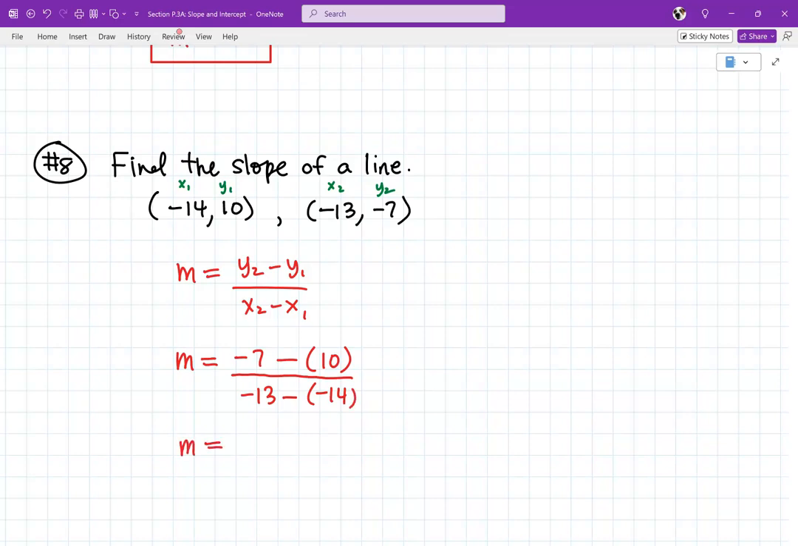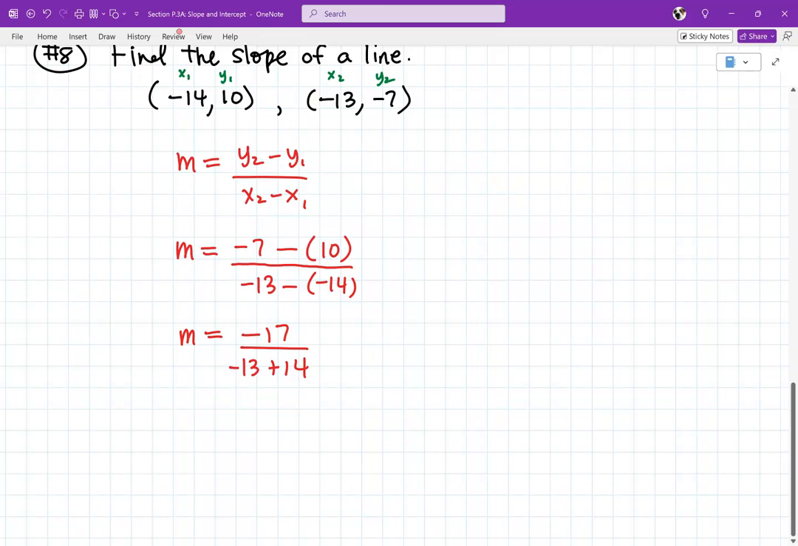So m is equal to, well, negative 7 minus 10, that's negative 17. Negative 13 plus 14 is what I have on the bottom. It's going to change signs. Well, negative 13 plus 14 is a 1. So I get m is equal to negative 17 over 1. So my slope is negative 17. It could be either negative 17 over 1 or just negative 17. But I just kind of simplified it.